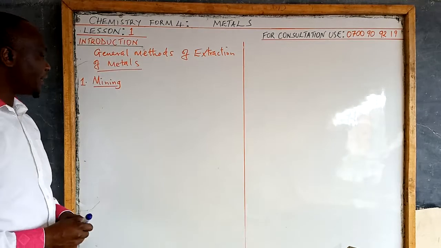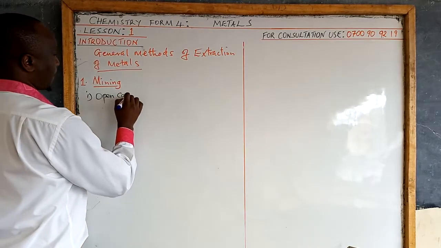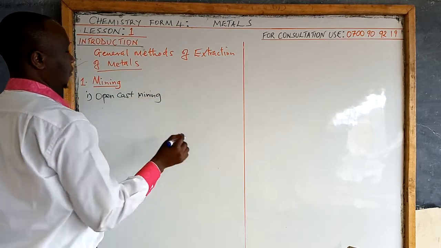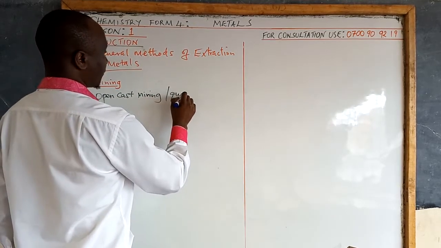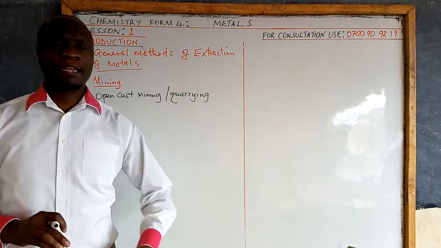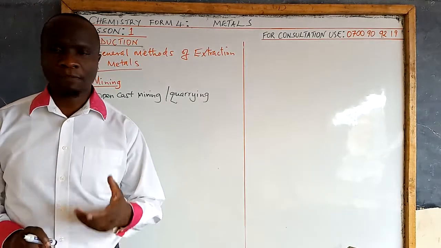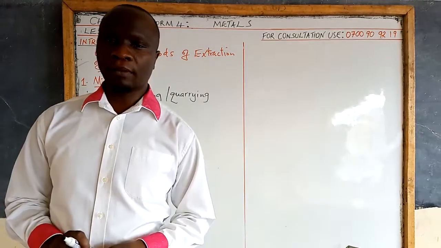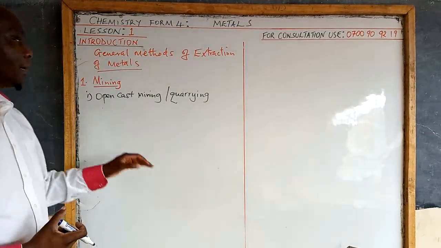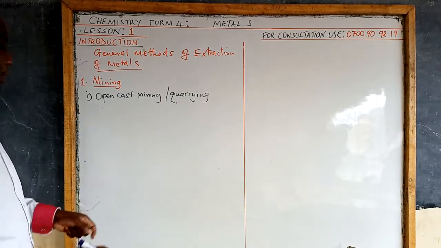Now, there are two ways of mining. We have what we call open cast mining, which ordinarily we call quarrying. This is done for metals that are near the surface of the earth, like for example aluminium. It is said that 75% of Earth's crust is made of aluminium, meaning aluminium is not found too deep under the ground, but it is found on the surface. So that would be step one, to obtain that ore.